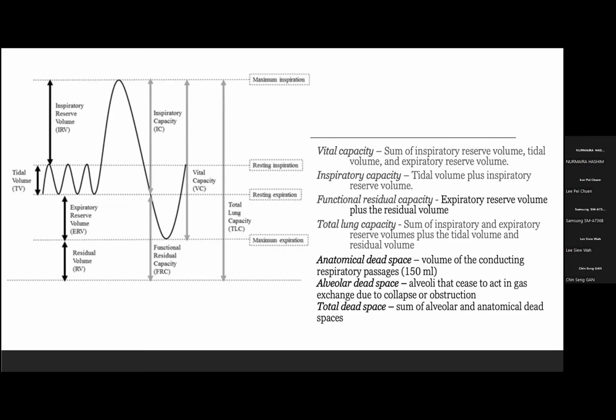We have 2 dead spaces. One is anatomical dead space, which occurs in our conducting system, in the trachea, in the carina, until the terminal bronchus, where they are not in charge of any gas exchange. Alveolar dead space is the dead space in the alveoli, where the alveoli are not acting in their normal way. They are either collapsed or they have a lot of obstruction. That's why they are not able to perform any gas exchange.